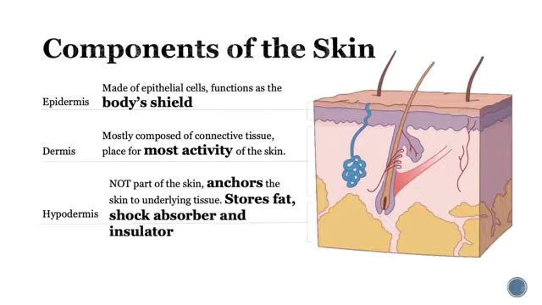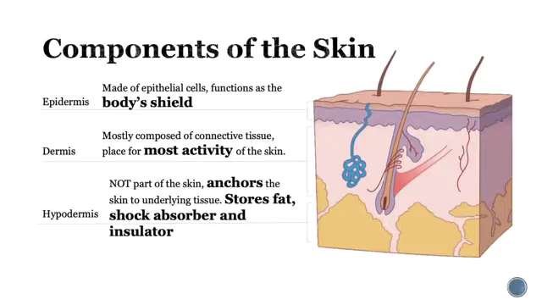This layer is not considered a part of the skin, and it anchors the skin to the underlying tissues. It's in there that we can find this layer of adipose tissue or fat that has two major functions: shock absorbing as well as an insulator, protecting against the loss of heat.